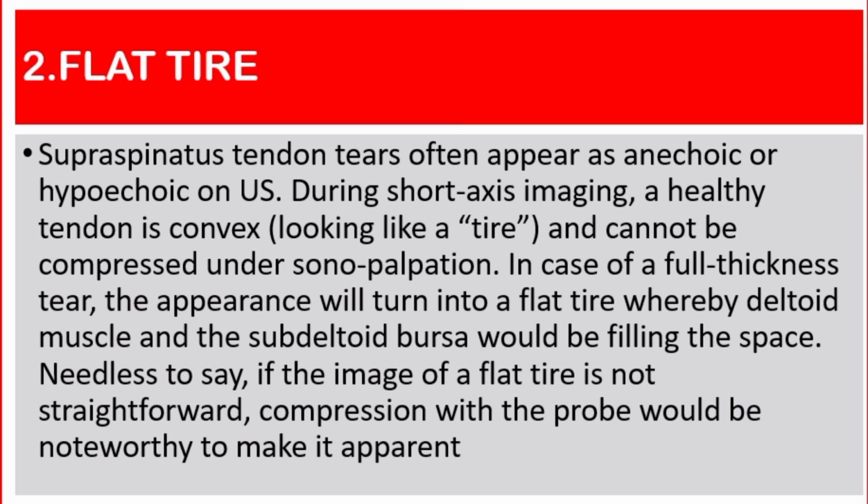Number 2, flat tire. Supraspinatus tendon tears often appear as anechoic or hypoechoic on ultrasound. During short axis imaging, a healthy tendon is convex, looks like a tire, and can't be compressed under sonopalpation. In case of a full thickness tear, the appearance will turn into a flat tire whereby deltoid muscle and the subdeltoid bursa would be filling the space. Needless to say, if the image of a flat tire is not straightforward, comparison with the contralateral side would be noteworthy to make it apparent.